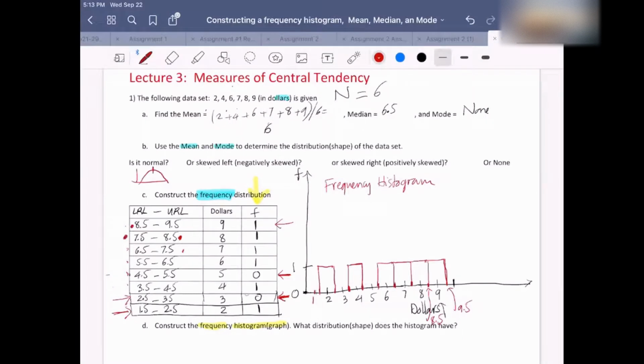Skewed to the left means that the graph is lower on the left and then gets higher on the right. And skewed right means that it is higher on the left and then gets lower on the right. Okay, like that. So what do you guys think? Is this one of those cases?